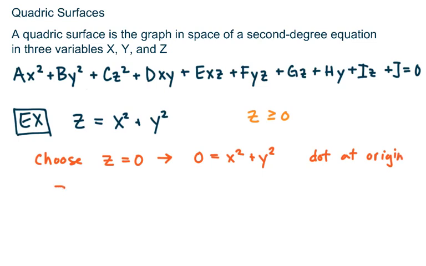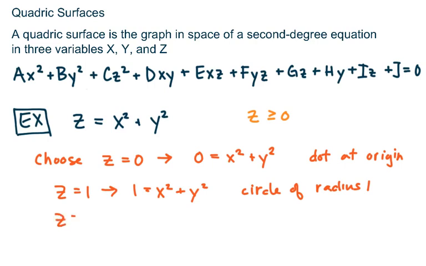All right, let's choose z equals 1. That's 1 equals x squared plus y squared. So at z equals 1, we have a circle in the xy plane of radius 1. Because I see this circle pattern, I can obviously choose z equals 2 and z equals 3, but I'm going to choose z equals 4. 4 equals x squared plus y squared. So that gives us a circle of radius 2.